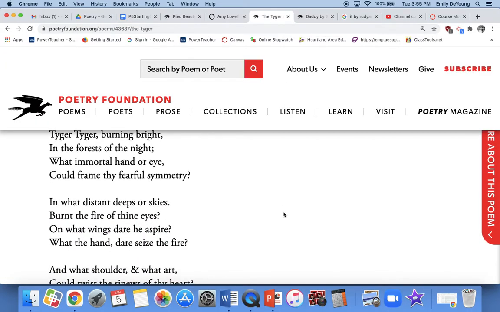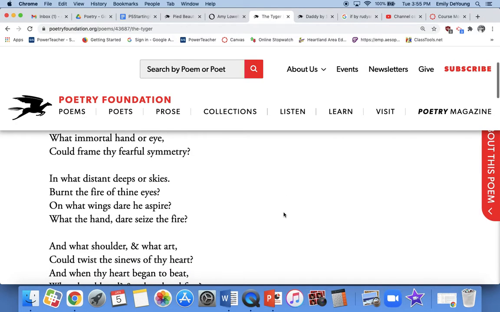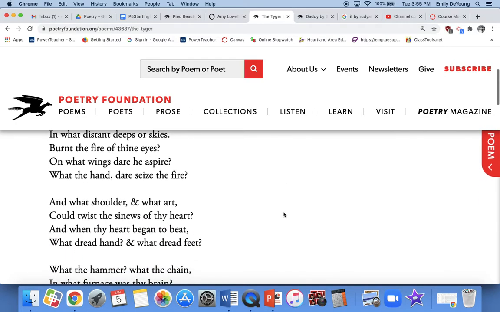Tiger, tiger, burning bright in the forest of the night, what immortal hand or eye could frame thy fearful symmetry?